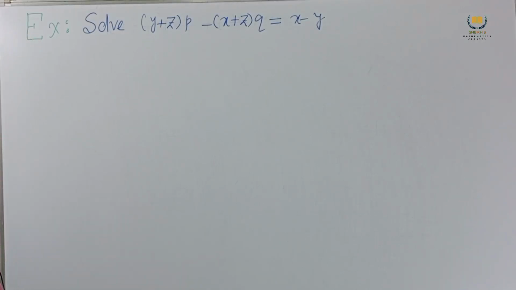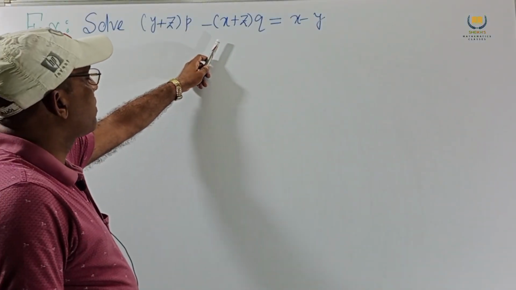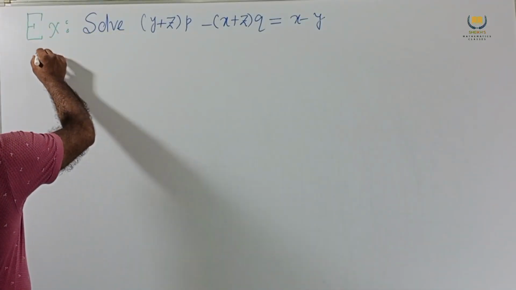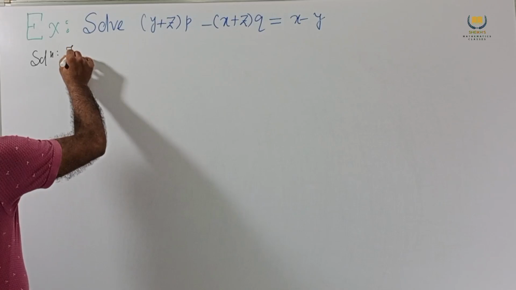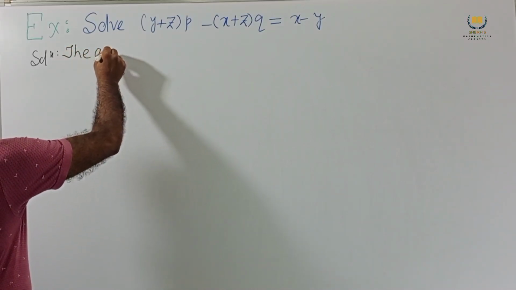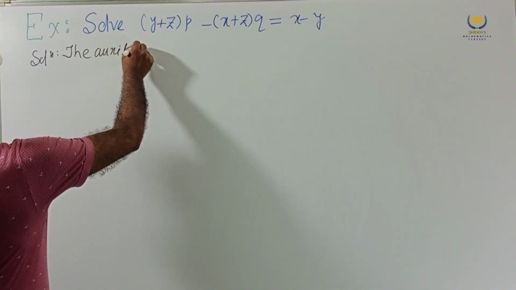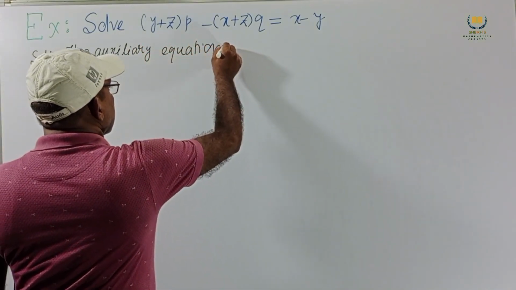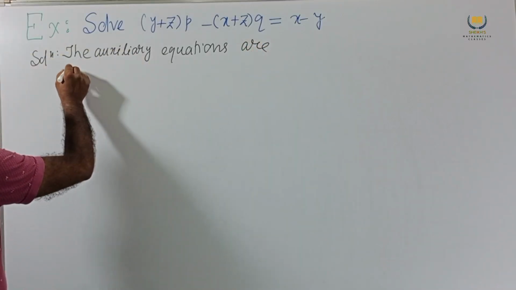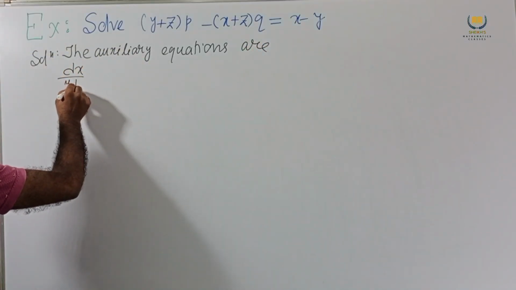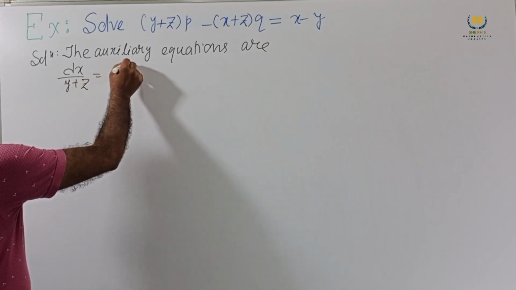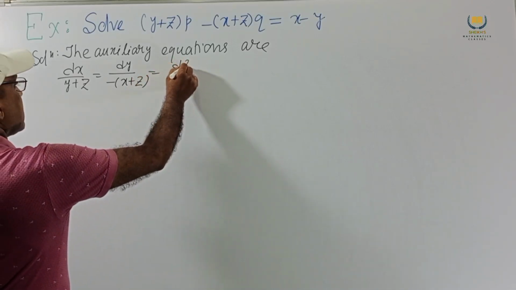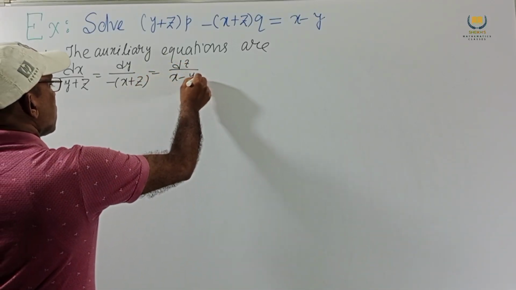Next we consider another problem. Solve (y plus z)p minus (x plus z)q equal to x minus y. Now solution, the auxiliary equations are dx by y plus z, dy by minus x plus z and dz by x minus y.